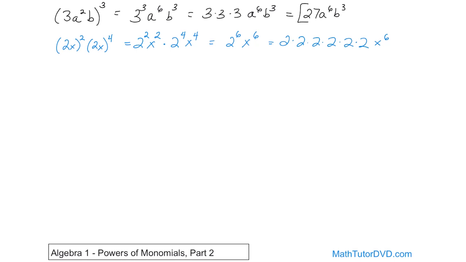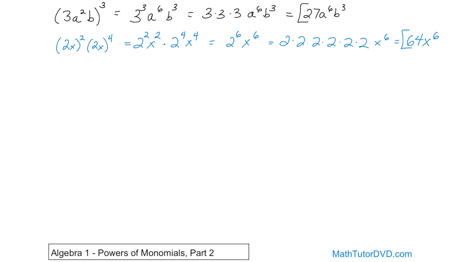All right. Now when you do that in your calculator, or you can just start multiplying. 2 times 2 is 4, times 2 is 8, times 2 is 16, times 2 is 32, times 2 is 64. So the answer is going to be 64 times x to the 6th power, and that's the final answer.